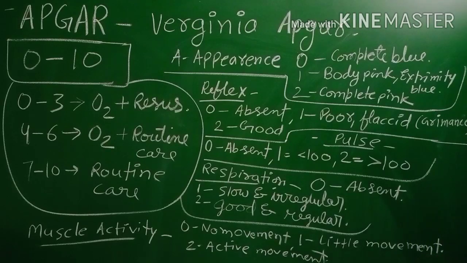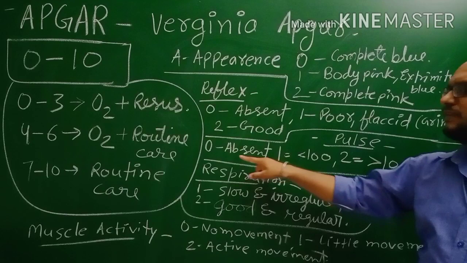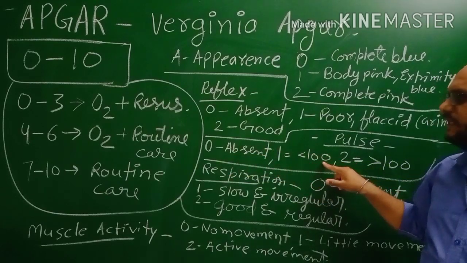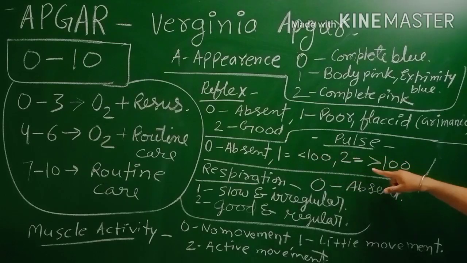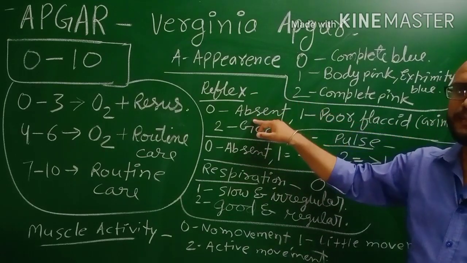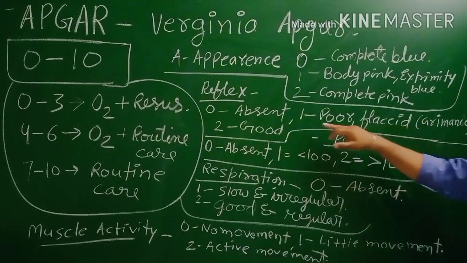Next is pulse. If the pulse rate is absent at the time of birth, we will give 0 marks. If the pulse rate is below 100 beats per minute, we will give 1 mark. If the pulse rate is more than 100 beats per minute, we will give 2 marks. Next is grimace or reflexes. If the reflexes are absent, we will give 0 marks. If poor or flaccid reflexes are present, we will give 1 mark.